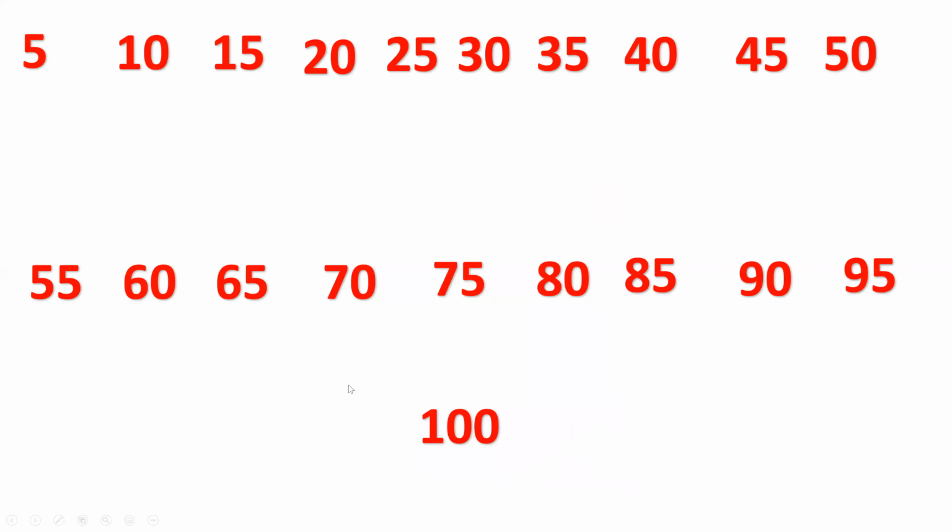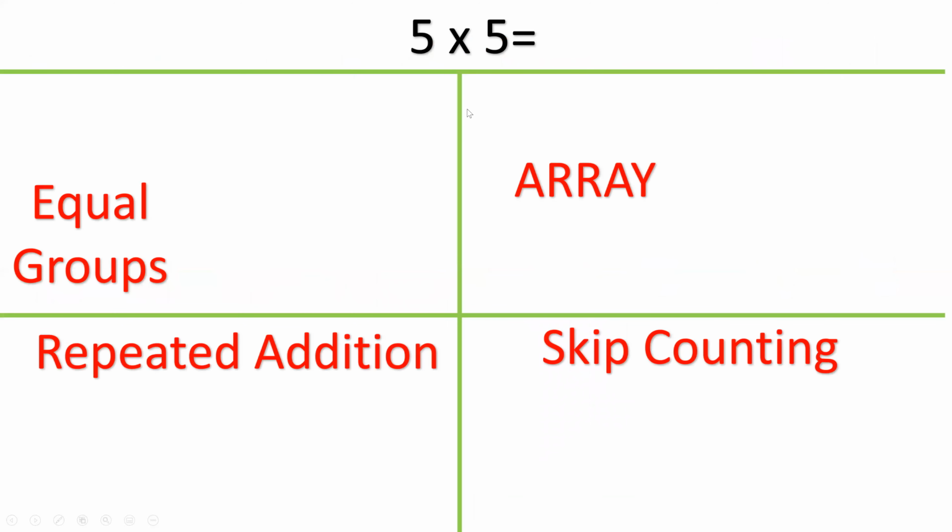Let's begin. Count with me. 5, 10, 15, 20, 25, 30, 35, 40, 45, 50, 55, 60, 65, 70, 75, 80, 85, 90, 95, 100. Great job counting. 5 times 5.